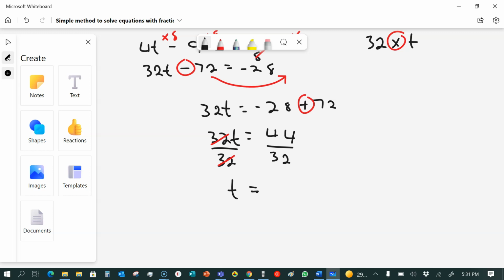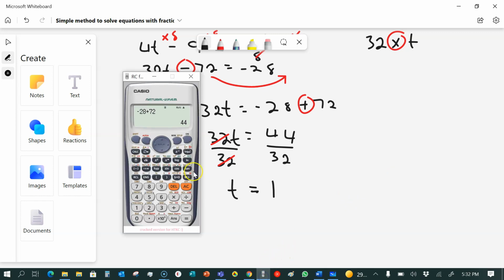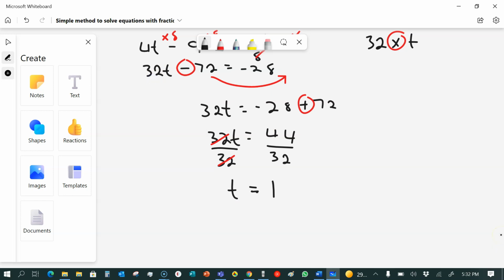But anyway, how many 32s can you find in a 44? Oh, well, I can only find 1. And if I remove 1 32 from the 44, what am I going to be left with? 12? Let's see. 44 minus 32, I'm going to be left with, yes, 12. So this is 12 out of 32.